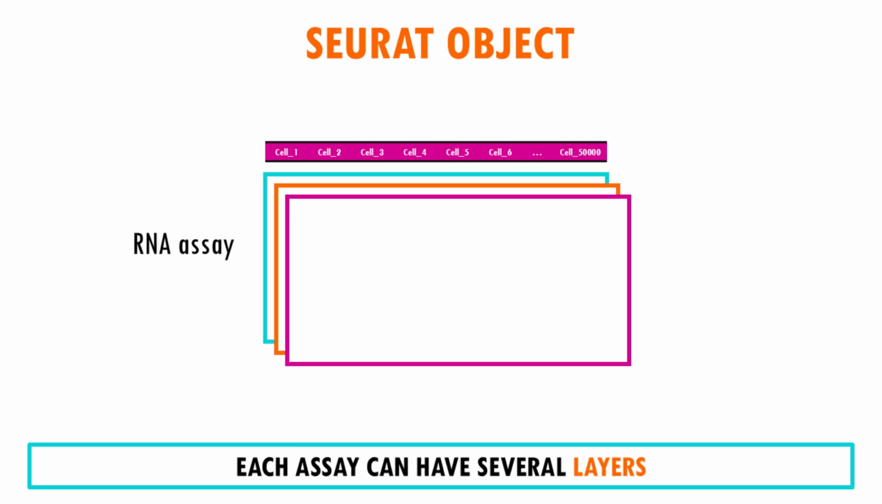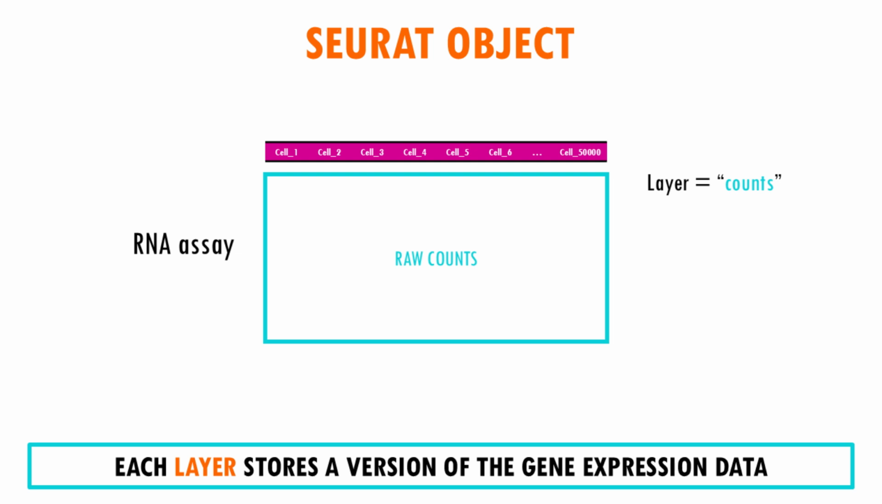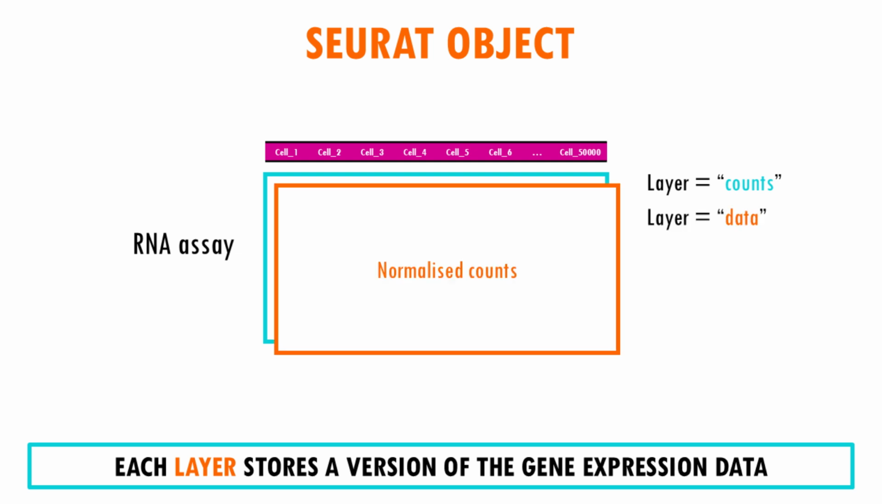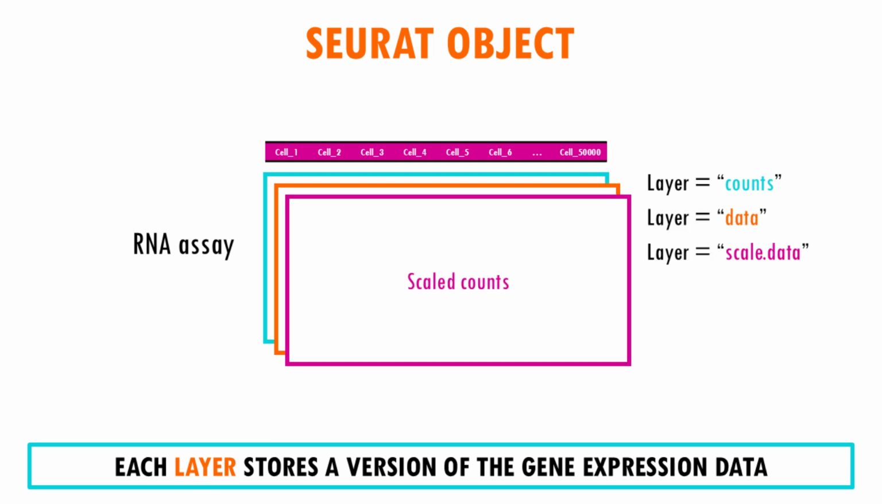Each assay can have several layers. For example, when we first take our single-cell RNA-seq sequencing data and create our SRA object, we will create the layer counts in the assay RNA. Counts is the layer for raw data. But as you very well know, in single-cell RNA-seq analysis, we often use normalized counts or scaled counts or batch-corrected counts to compare counts across cells, genes, samples or conditions. These different versions of the raw counts are stored in layers of our SRA object.